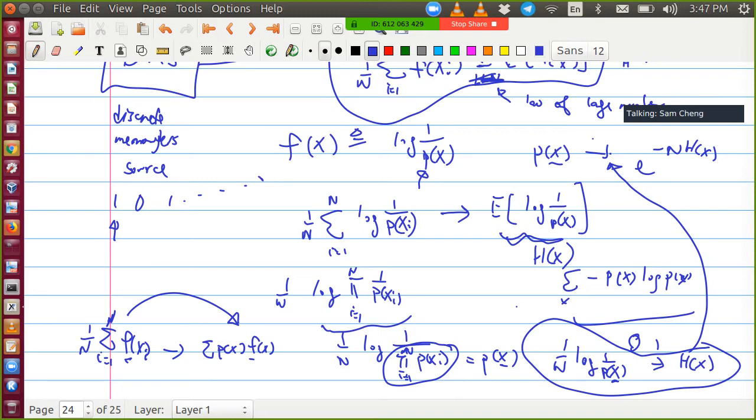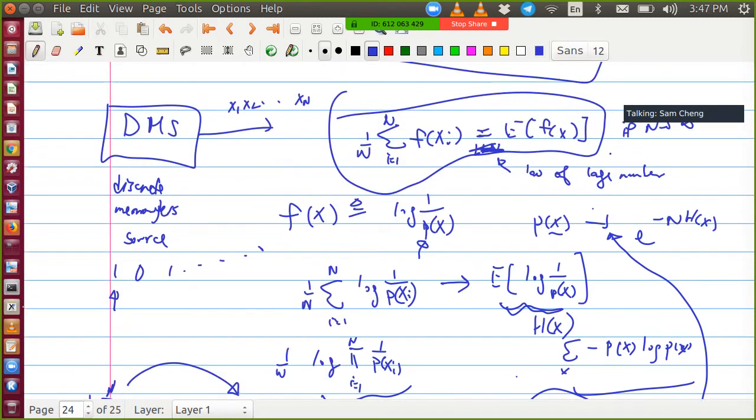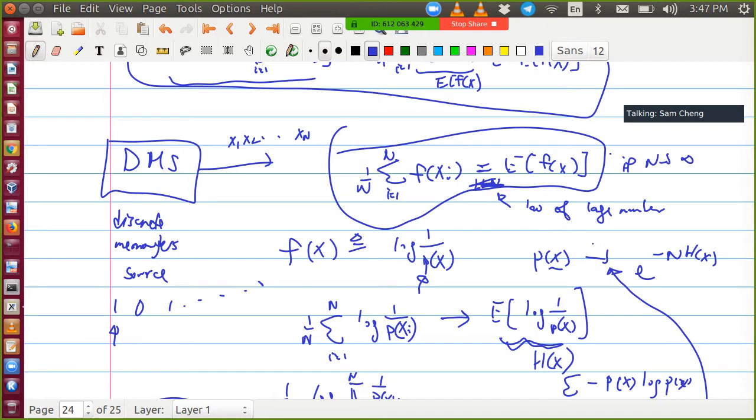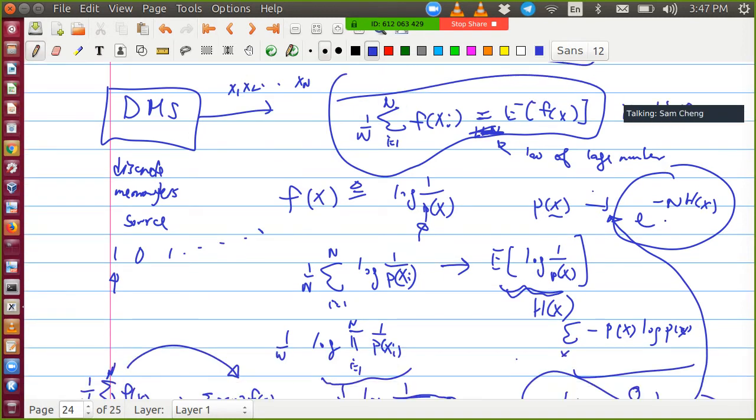So it's saying that if I have a sequence, I'm drawing from that source, and I look at the probability of that sequence, it is always approaching this value, exponential minus nH(x). There's a name for that in some textbooks, like the textbook from Cover and Thomas, known as the asymptotic equipartition.